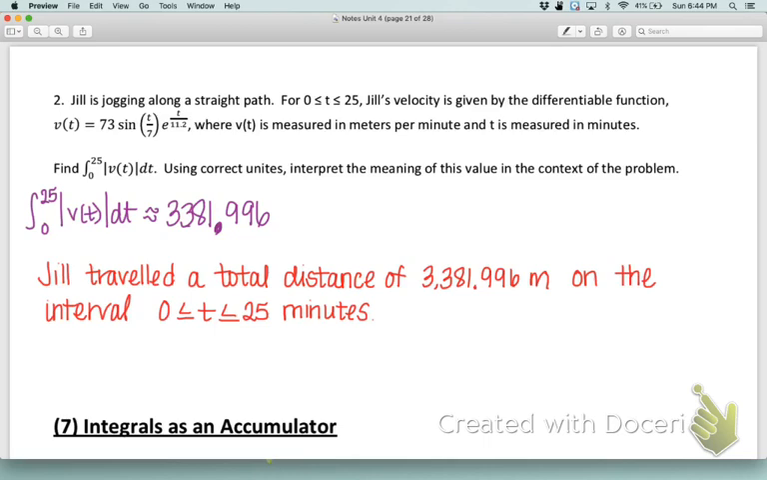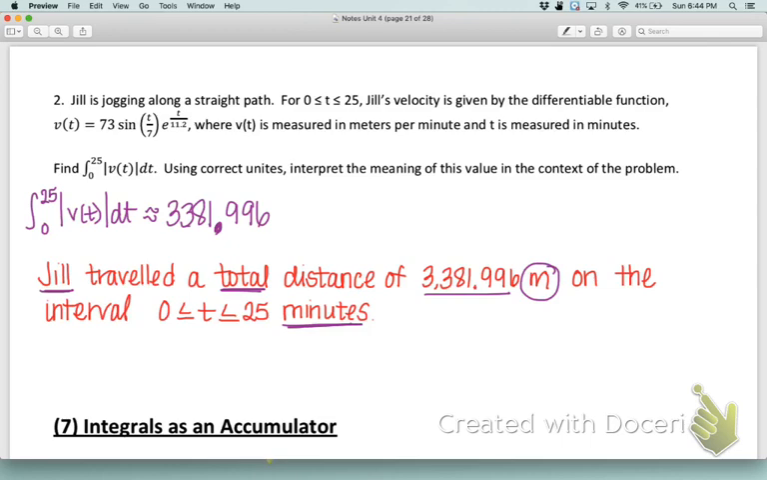So here are all the components again. We are talking about Jill and how far she's traveled. That's your noun, and that's the context of your problem. Because this was absolute value, we are talking about total distance versus net change in distance. We have got the answer rounded to 3 decimal places, and we have units for that answer. And then we use those 3 magic words on the interval: 0 less than or equal to t less than or equal to 25 minutes. You must have units on your time.